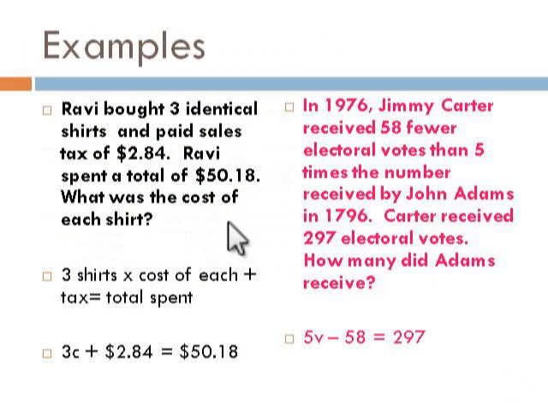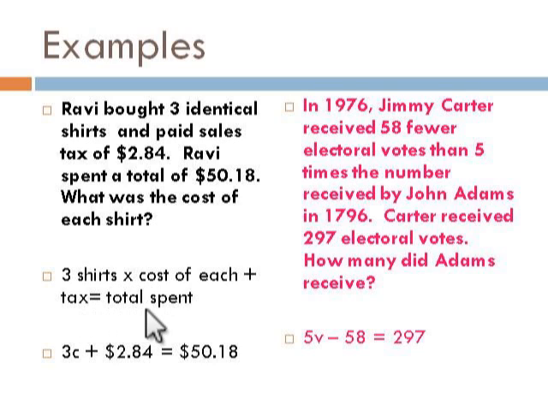In this first example, I'm showing you how to use words to sometimes help you form that equation. Here's the question. Ravi bought 3 identical shirts and paid sales tax of $2.84. Ravi spent a total of $50.18. So what was the cost of each shirt? So here I've written it in words. 3 shirts times the cost of each plus the tax equals the total that I spent.